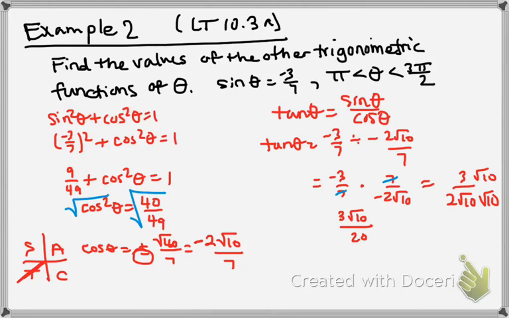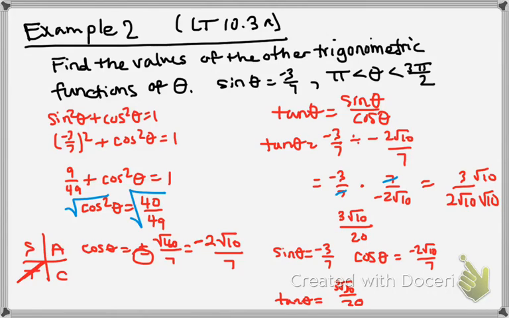But it did ask for all the values of the other trigonometric functions, so now that I know sine, cosine, and tangent, I can do their reciprocals. So sine was given at negative 3/7. Cosine we found to be negative 2 square roots of 10 over 7. And the tangent we just found to be 3 square roots of 10 over 20, sorry.